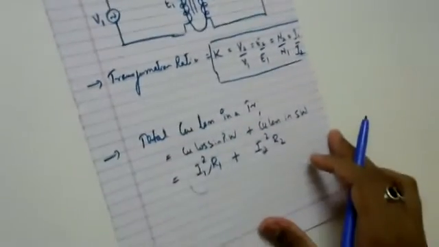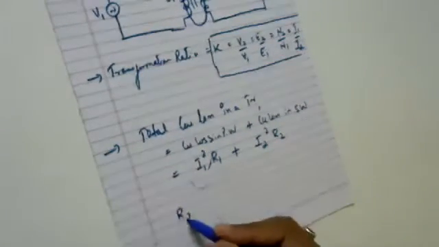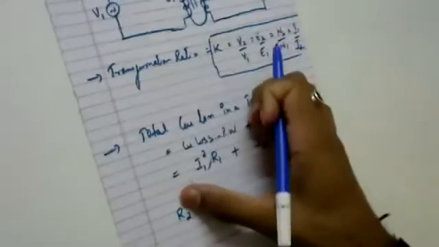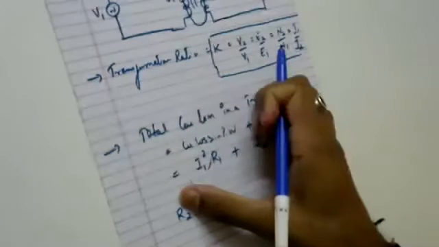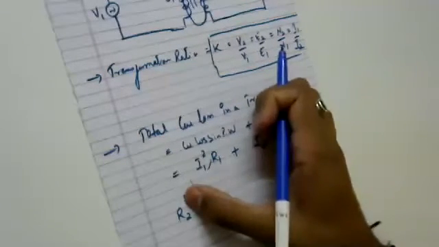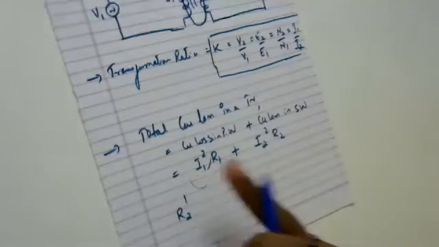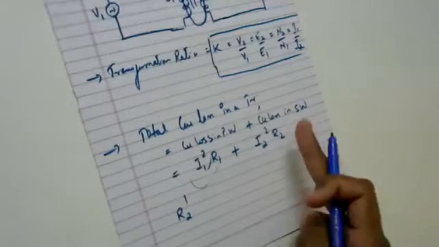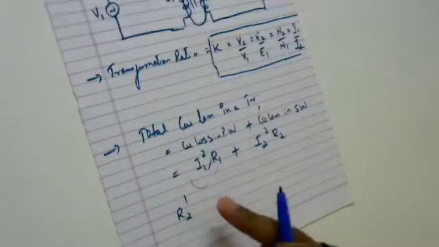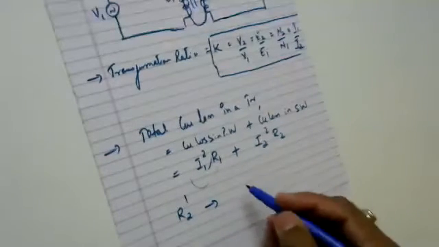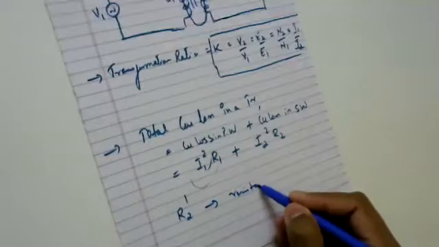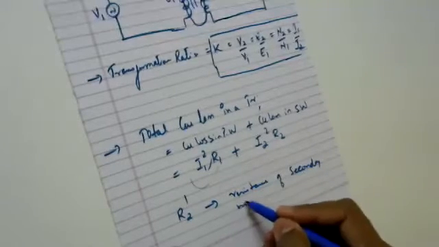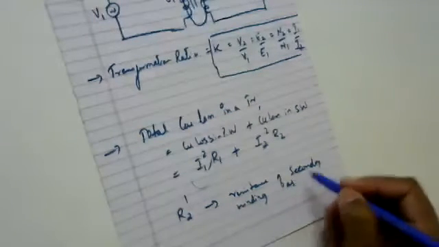To have that transition, let me say that R2 dash is a resistance which is seen on the primary. What is R2 basically? R2 is the resistance of the secondary winding. What is R2 dash? R2 dash is the resistance of the secondary winding as seen from the primary.